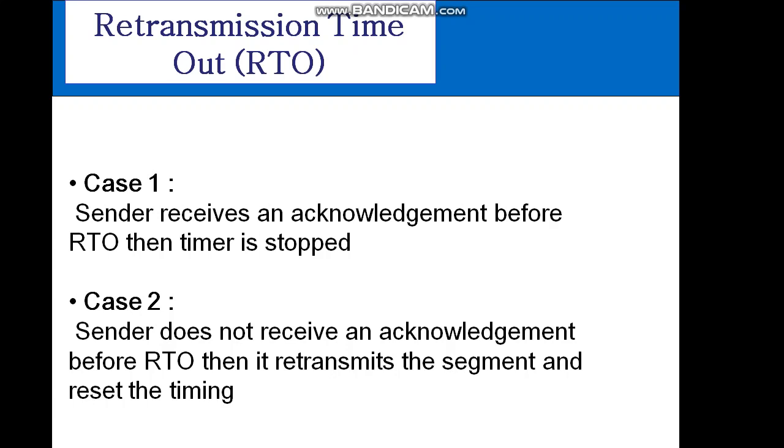Then there is a second case where the sender does not receive an acknowledgement at all. So it will wait for the whole time for which it has to wait, and once the timer expires, then it again retransmits the segment and resets the timing. Because once the segment is transmitted, it resets the timing and waits for the acknowledgement for the new RTO, or retransmission time out.